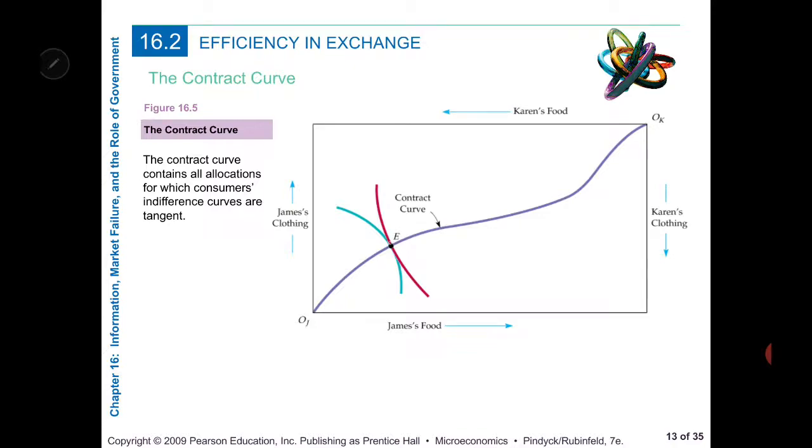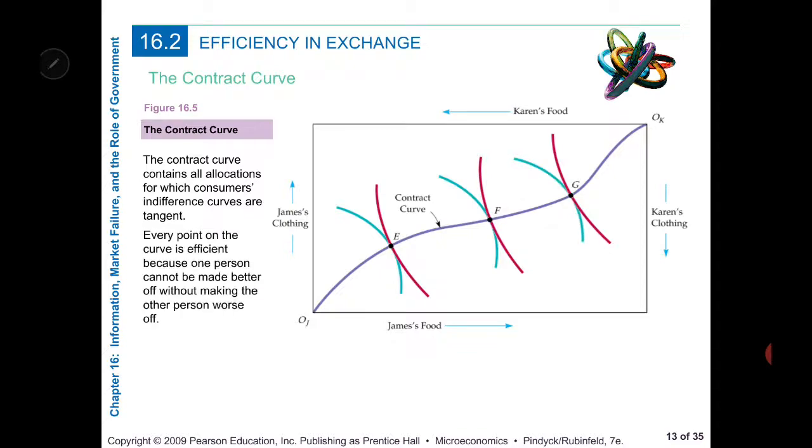So anyway, whatever point you take, the equilibrium, all these tangency points, C, E, F, C, D, and all that just now, and you connect them, you could have what we call a contract curve. So every point on the contract curve is efficient because one person cannot be made better off without making the other person worse off.